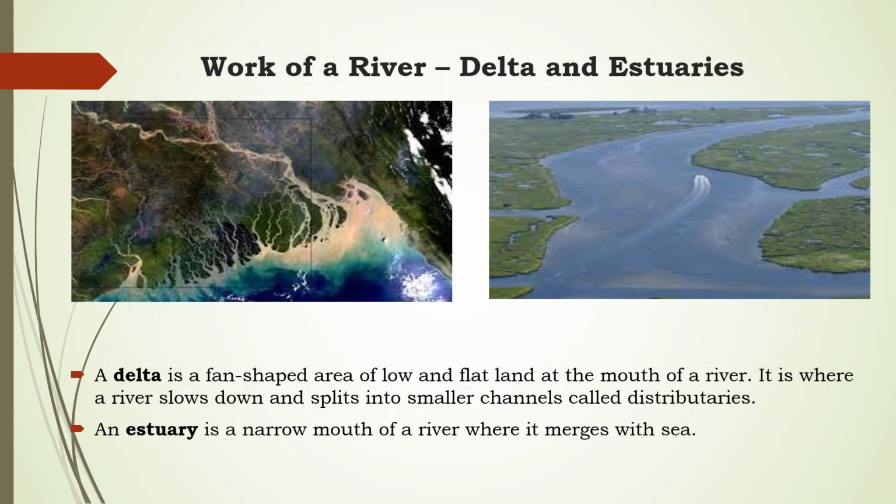Delta and estuaries. A delta is a fan-shaped area of low and flat land at the mouth of a river. It is where a river slows down and splits into smaller channels called distributaries. An estuary is a narrow mouth of a river where it merges with the sea.